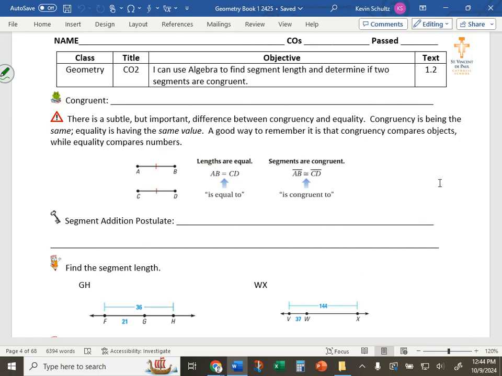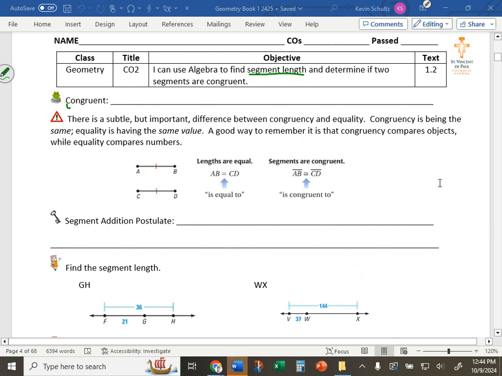Which already went through this one objective of geometry. Get back to algebra here. And what we're doing is we're finding segment length and determining if two segments are congruent. Segment length was the one thing that we said yesterday could be measured. This is the only thing that had a beginning and an end. Today we'll be using algebra, setting up equations to help us solve this.